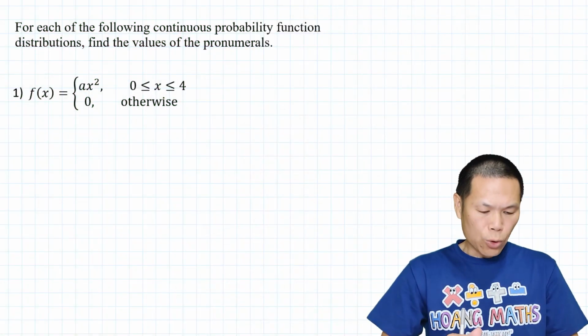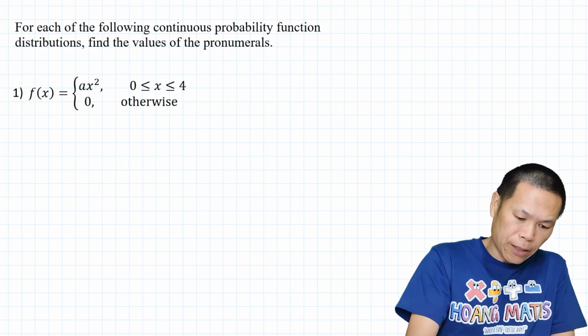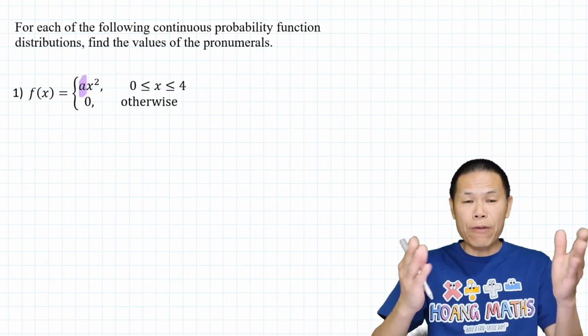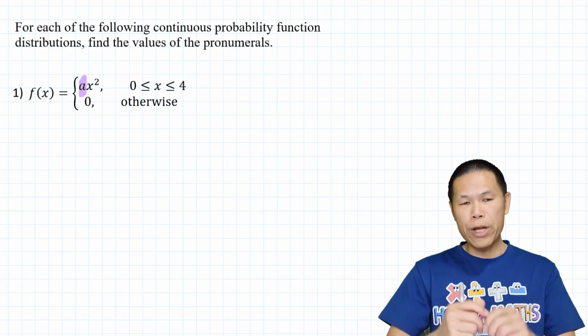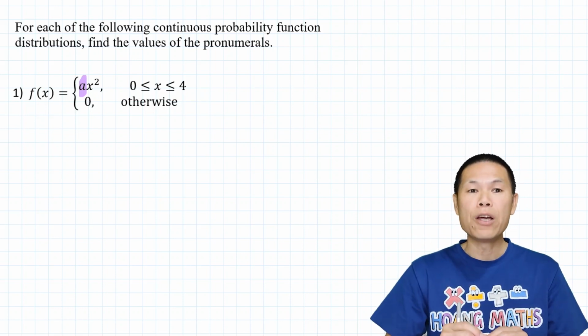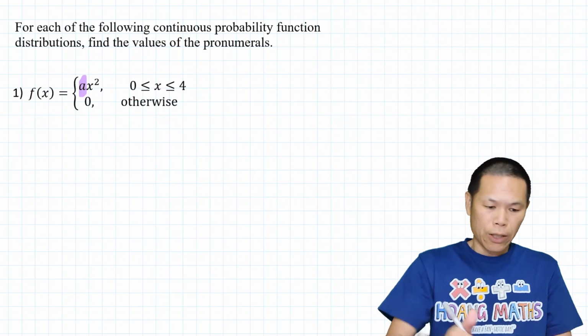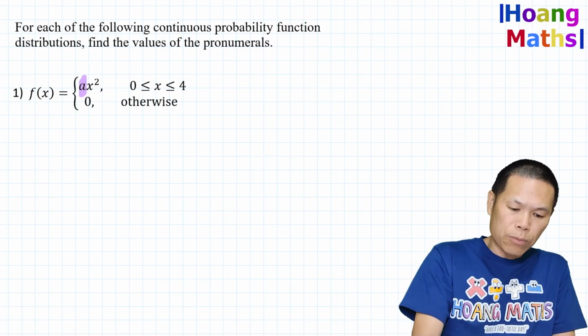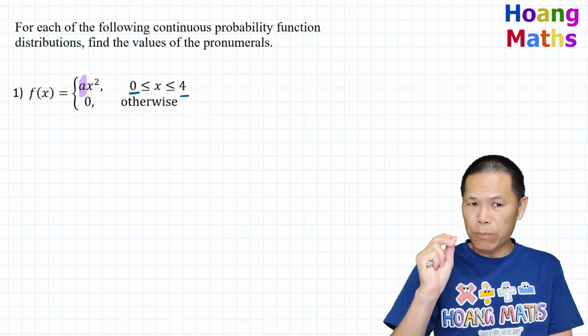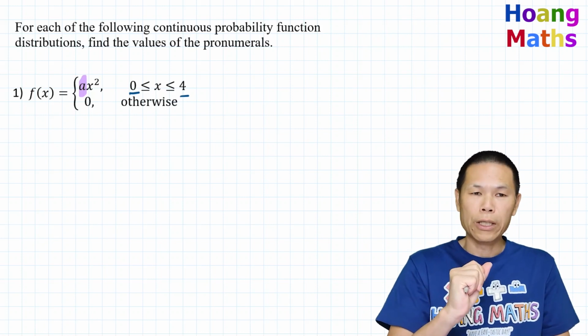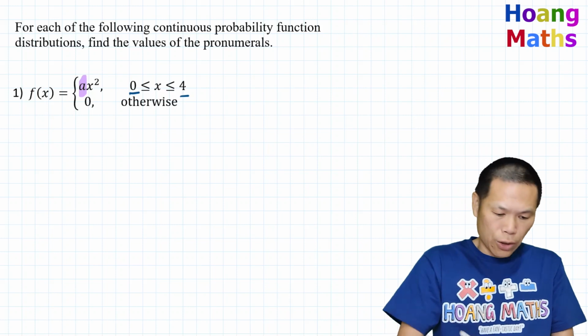First one, to work out the value of a. First of all, we know that f of x is a probability distribution. Therefore, we know that the area under the curve must be equal to 1. The domain is from 0 to 4, so in other words, the area under the curve from 0 to 4 must equal 1. So let's get into it.